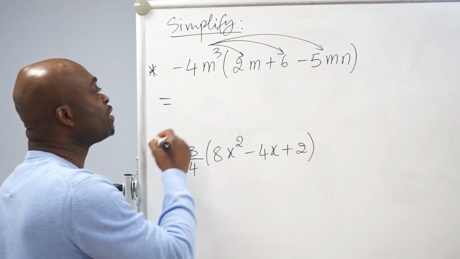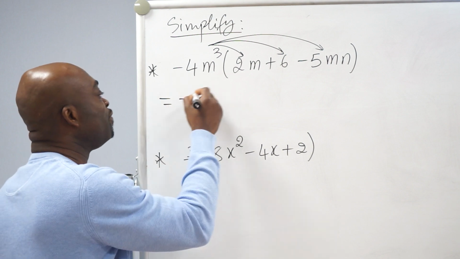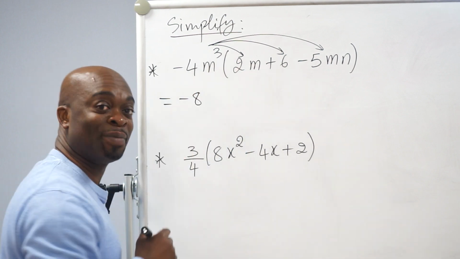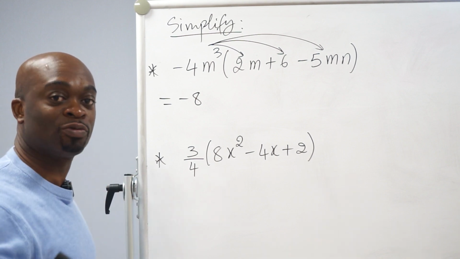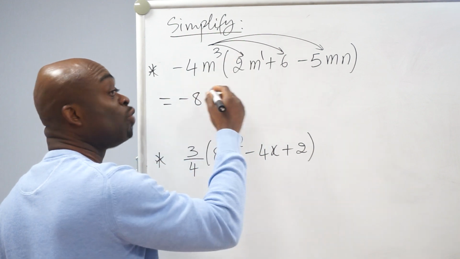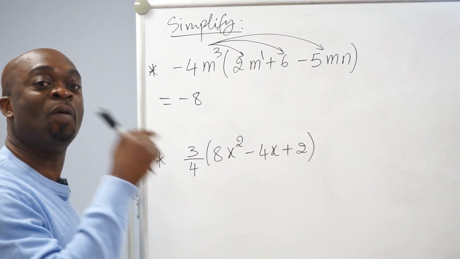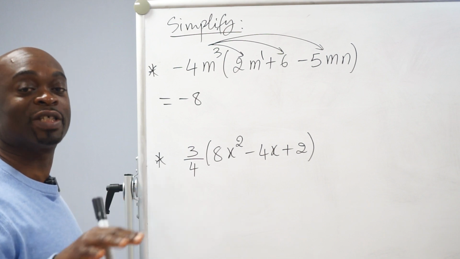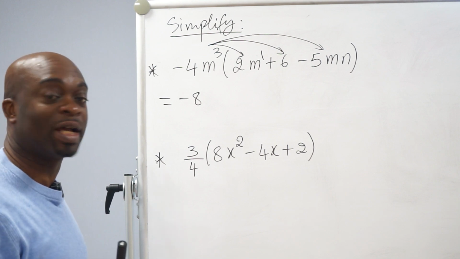So what would that give us? Negative 4 times 2, because those are the two numbers that we have here, so that would give you negative 8. And then m power 3 times m what? M power 1. Remember the PEMDAS rule, the BODMAS rule, the order of operations. So this one is an invisible one. We're going to add the powers when we multiply. Remember that? Ladies and gentlemen, let's go back to those older videos and check them out. Just type in order of operations. You're going to see a bunch of them, okay?